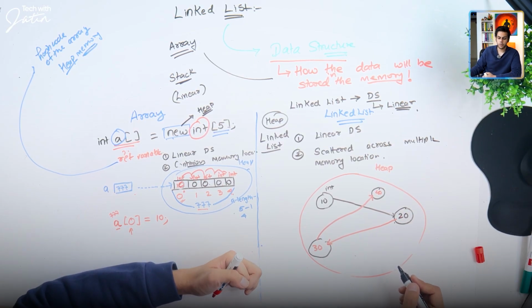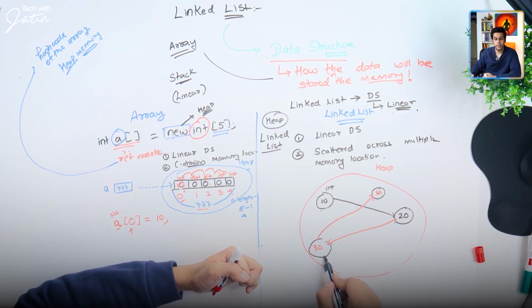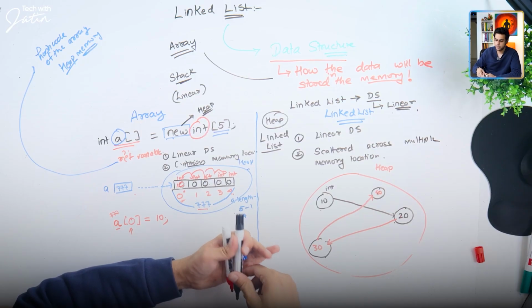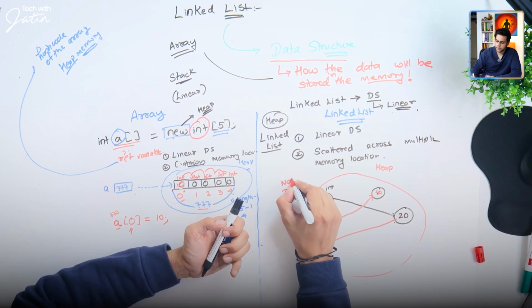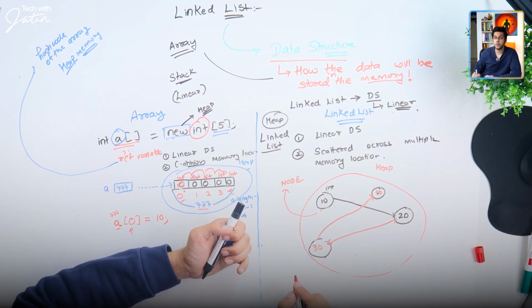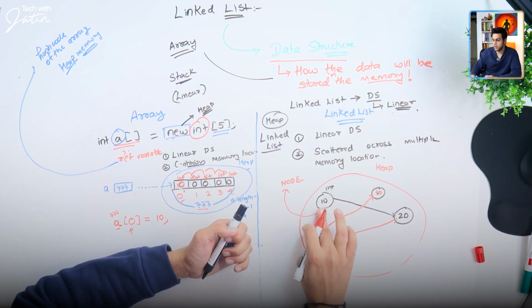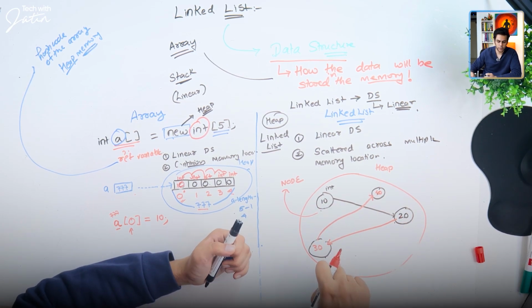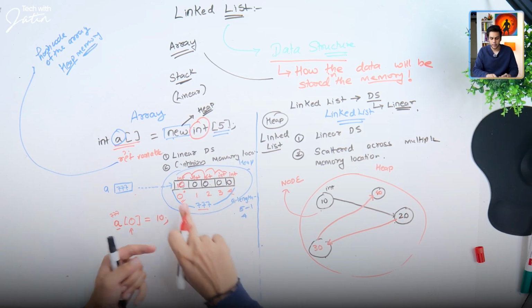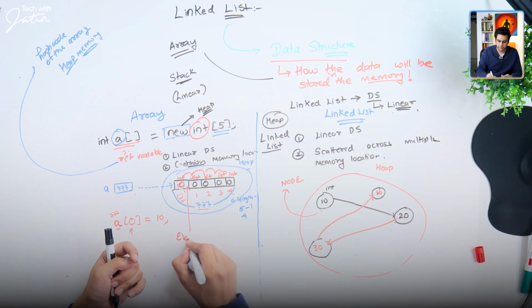Now, all of these memory locations in a linked list are called a node. We will discuss nodes, but remember, this is not going to be called a memory location. It's going to be called a node. So this is a node in the linked list. This is also a node. This is also a node. This is also a node. Whereas in your array, each of these memory locations is basically called an element.